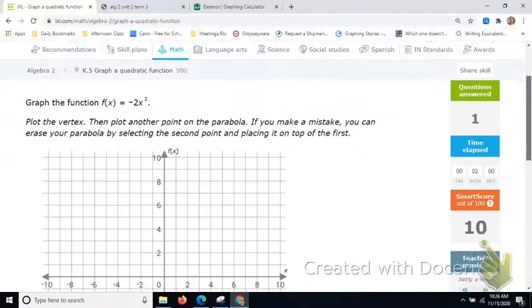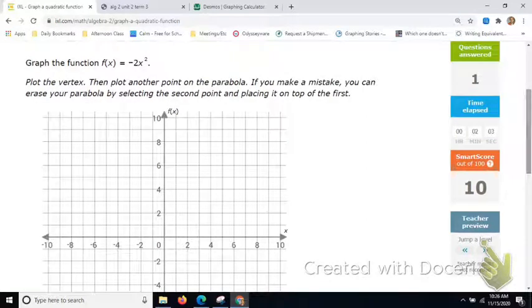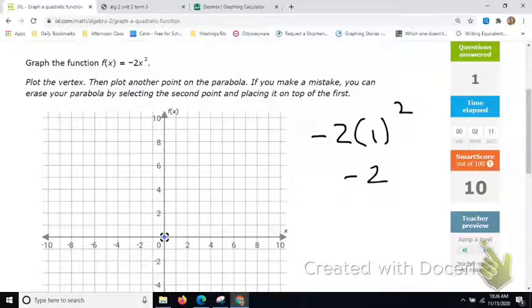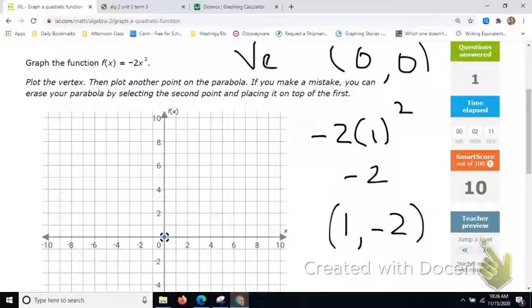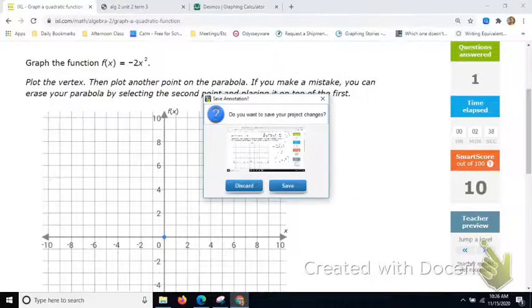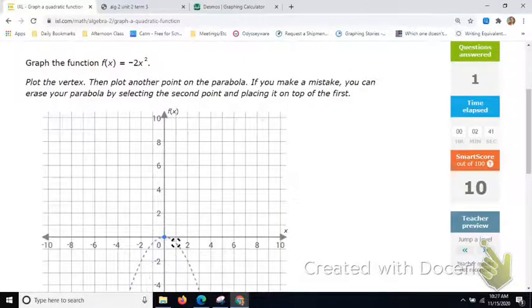So this time there is again no bx, there's no c, so it's going to start at 0, 0. Then I'm plugging in a 1. To find out where I go next, if I do negative 2 times 1 squared, well, 1 squared is 1, that's going to be negative 2. So 1, negative 2 is going to be my other point that I'm going to plot. So I started at 0, 0. That's our vertex. 0, 0, and then 1, negative 2.